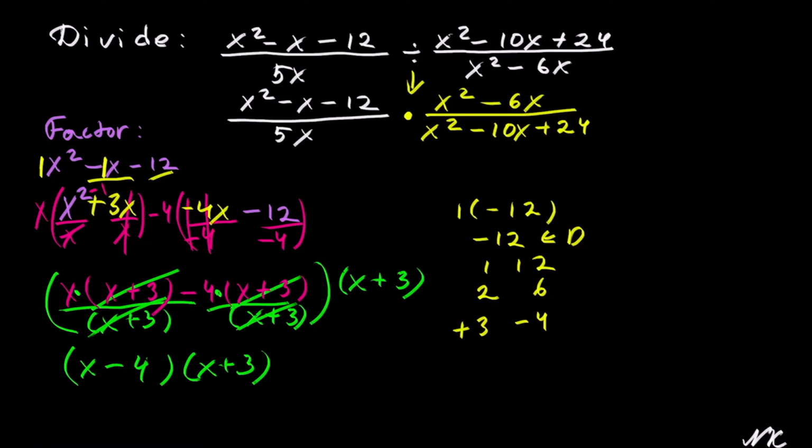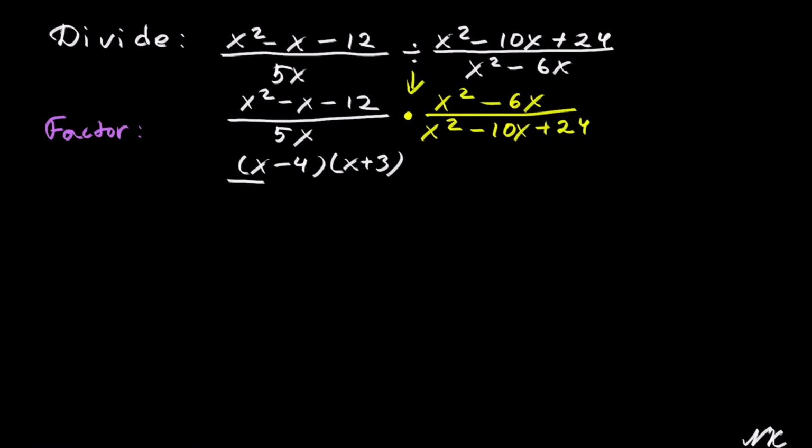So the first numerator factors into (x minus 4) times (x plus 3). It is out of 5x, which does not need to be factored because there is no plus or minus in there. This is already in terms of factors.